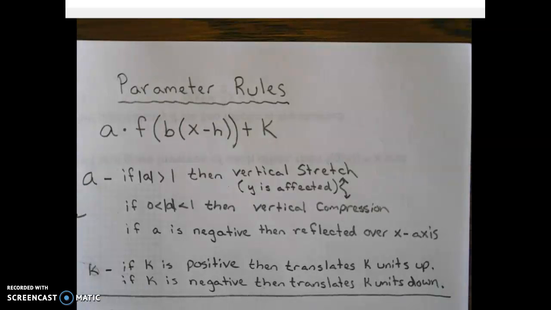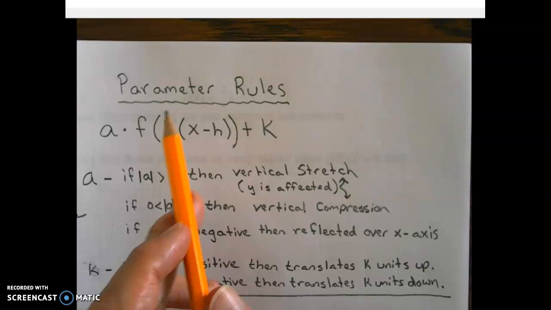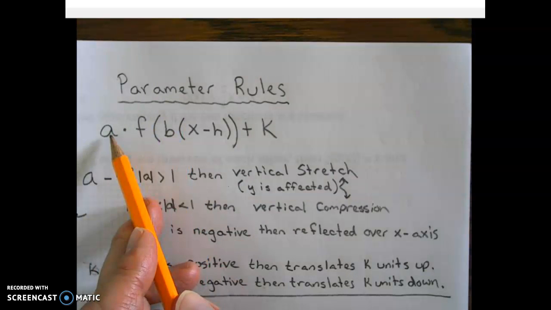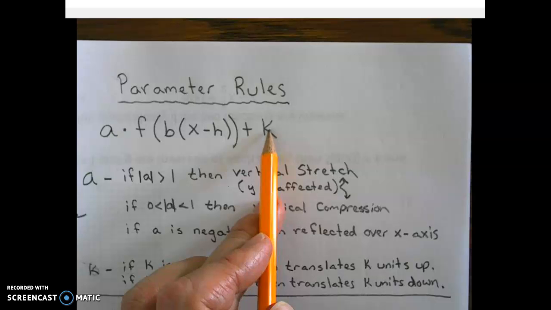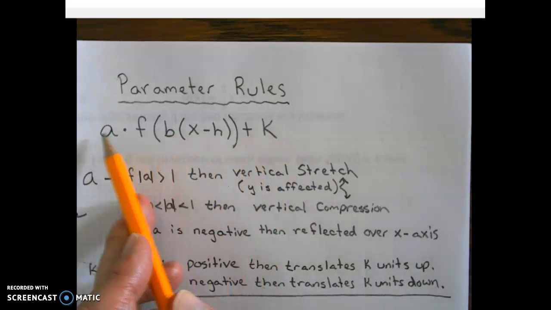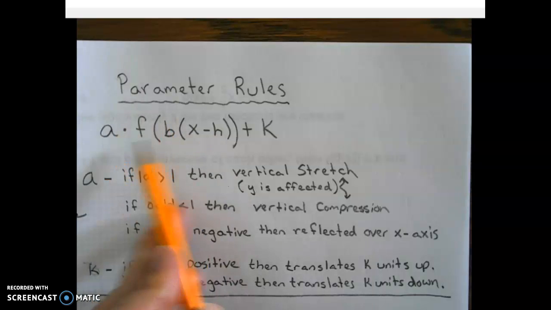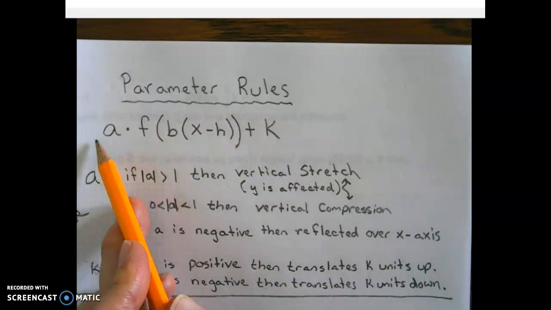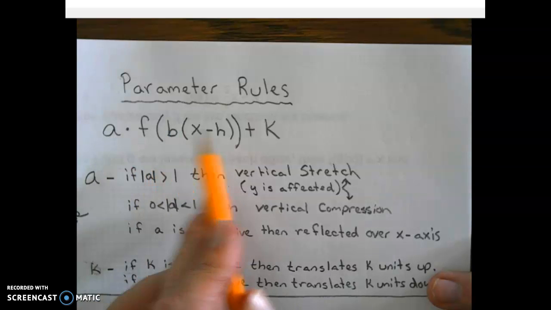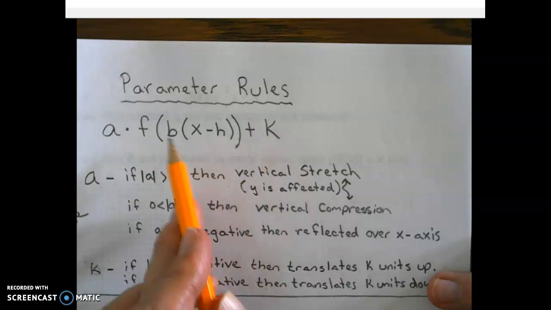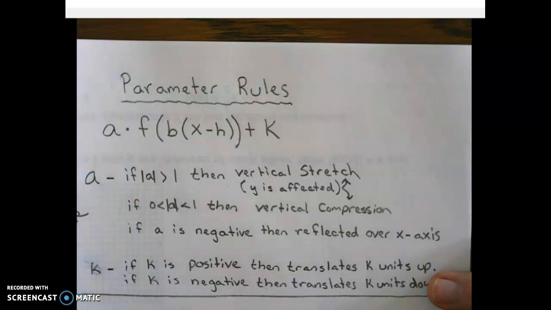Okay, so as promised, here is your video on parameter rules. So you may be asking yourself the question, well, what are parameters? Parameters are these variables a, b, h, and k that affect the function, whatever function it is. This is in function notation. So these parameters have the same influence on all the functions: quadratic, absolute value, linear, exponential, etc.